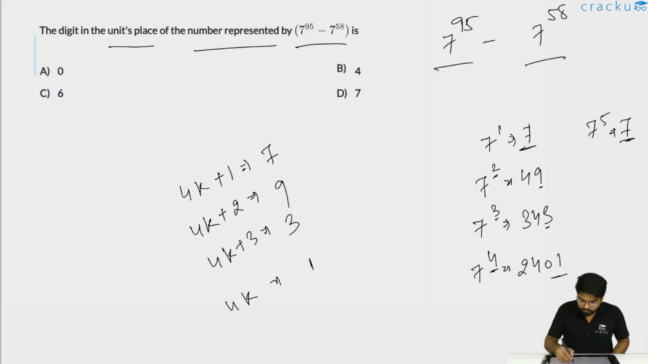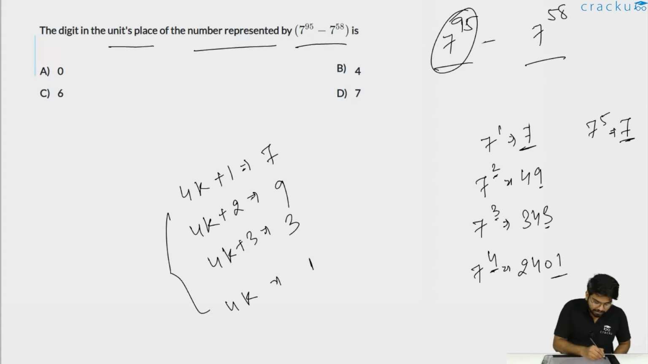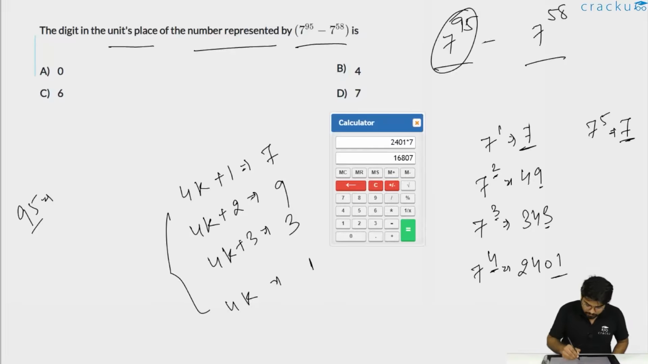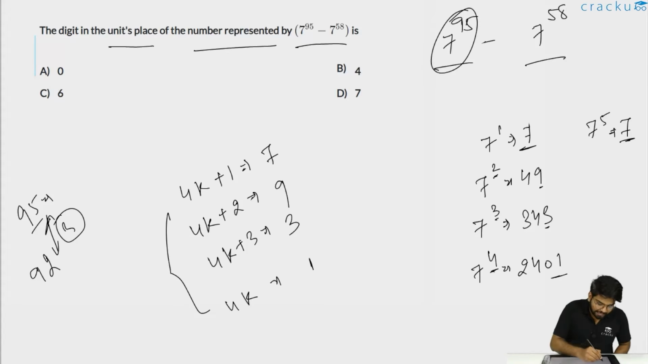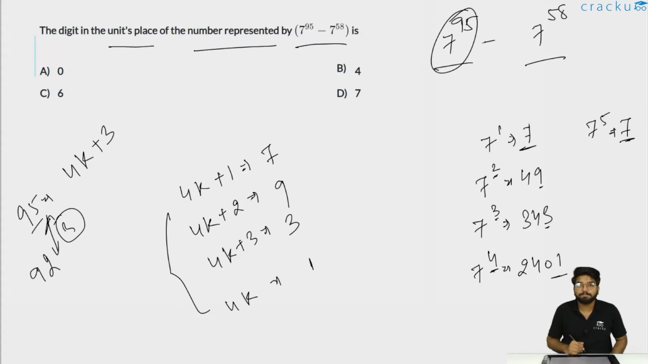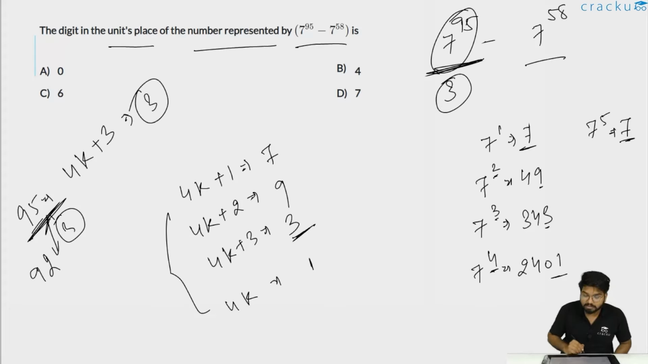Okay, now we have 7 raised to 95. Now 95 is of which form among these? What is the lowest number divisible by 4 before 95? 95 divided by 4, 23 into 4 is 92. So 92 is completely divisible. How much remainder is left? That is 3. So 95 is of the form 4k plus 3. It means that the last digit of this number will be 3.